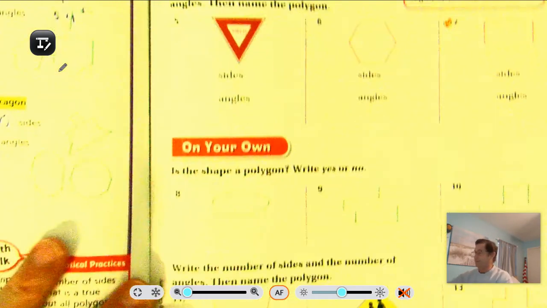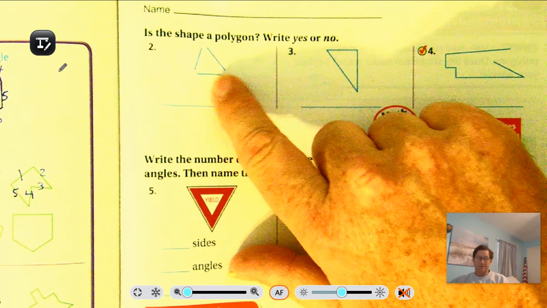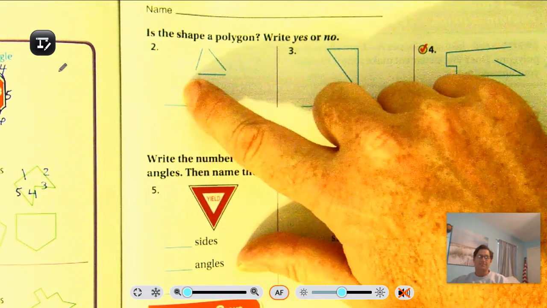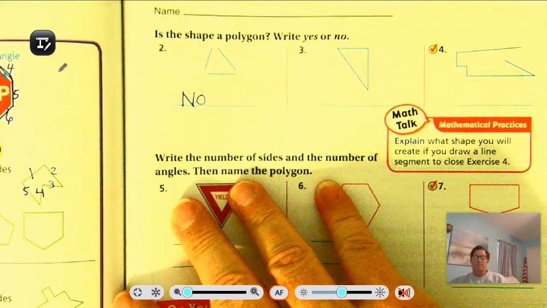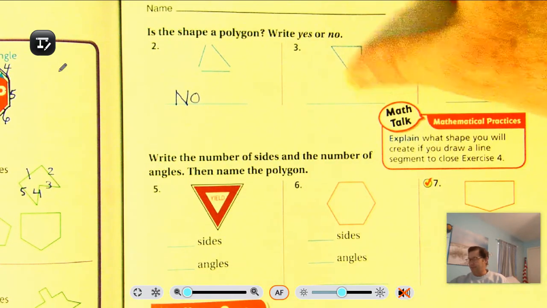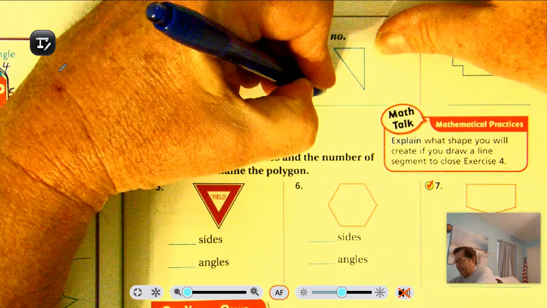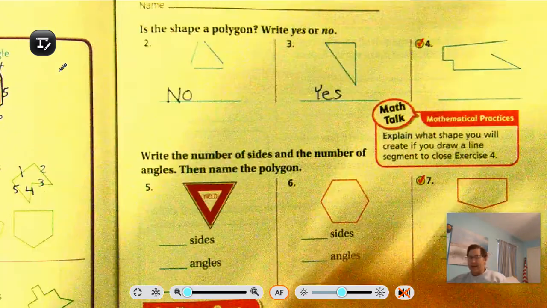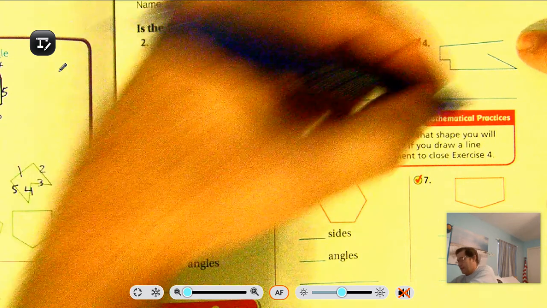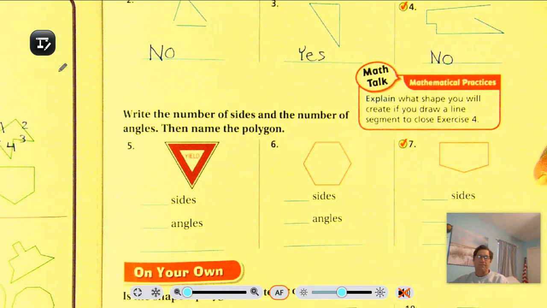And number 2, page 515. Is the shape a polygon? Yes or no? Well, you see it's got line segments, but there's gaps. So it can't be a polygon because it's open. So no. Number 3, I see line segments only. There's no gaps. It's connected and closed. So it is a polygon. It's a triangle. And number 4, the gap right here at the end means it's open. So no, it's not a polygon. Polygons are never open shapes.